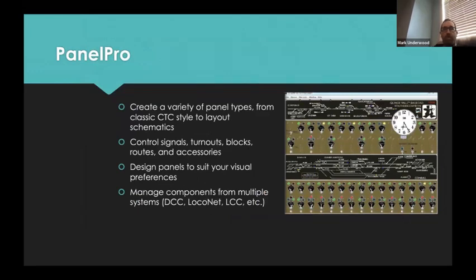So Panel Pro, like I said, you can build all kinds of different panels, CTC. You can directly control from the panel pretty much anything on your layout, design them the way you want. And one nice thing about it is with some of the underlying logic in JMRI, you can program stuff that's being controlled by multiple systems from multiple different brands. So if you've got DCC turnout control, and you've got LocoNet detection, and you've got LCC running your accessories and whatever, Panel Pro can make all of that work.